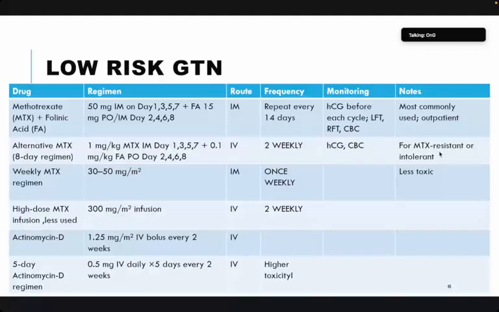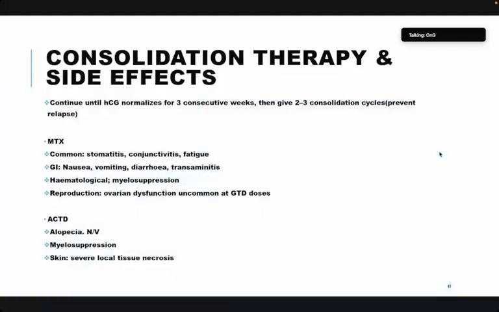You also have actinomycin D, which you can opt for, where the commonly used dose is 1.25 milligram per meter squared every 2 weeks. And then you continue until HCG normalizes for 3 consecutive weeks. Then you give 2 to 3 consolidation cycles. So the consolidation cycle is given to prevent relapse.